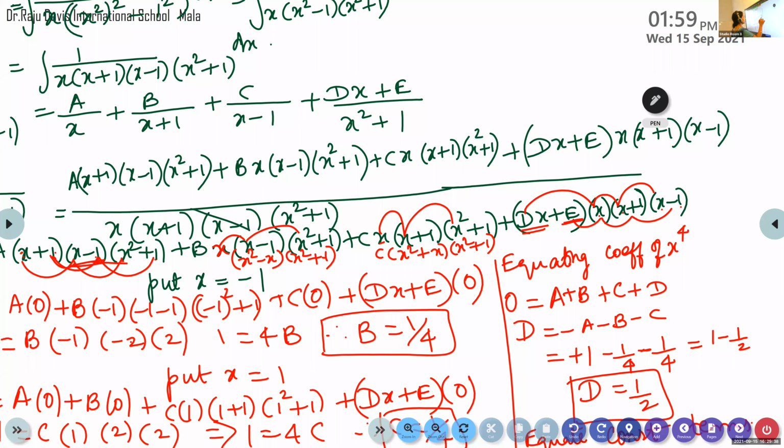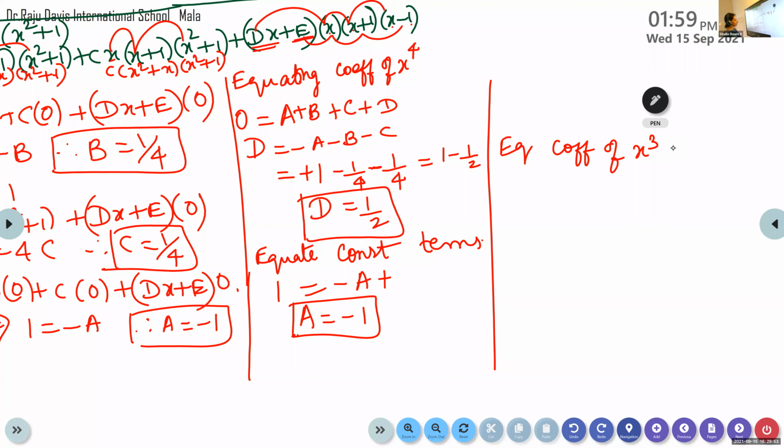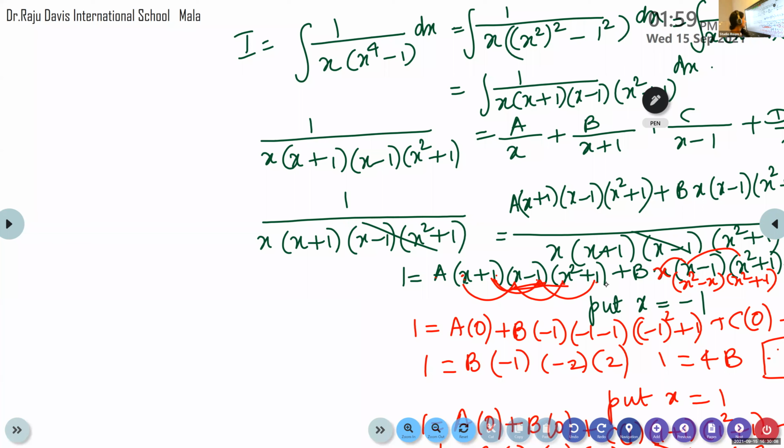So what is the next thing you can do? You equate coefficients of x cube. Equating the constant term, we are not able to find E. So equate coefficients of x cube. If you take the LHS, there is no x cube term, so 0 is equal to... again here, what will you get? How will you do this one? The x cube term, x square into x. Think, time up.